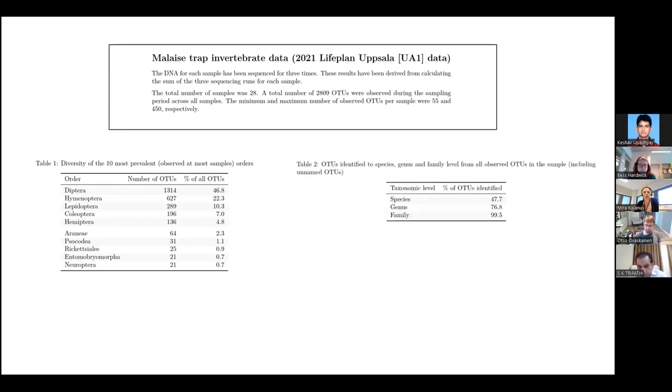Another potential table is how much of these OTUs were actually identified, and to different taxonomic levels. Only less than half of them we could identify to species level, meaning that there is actually a name for them. So these are the percentages of all the OTUs that were observed, but to what percentage of those we actually have an identification, meaning that we have a name for them. However, on family level, nearly all of them already are identified.